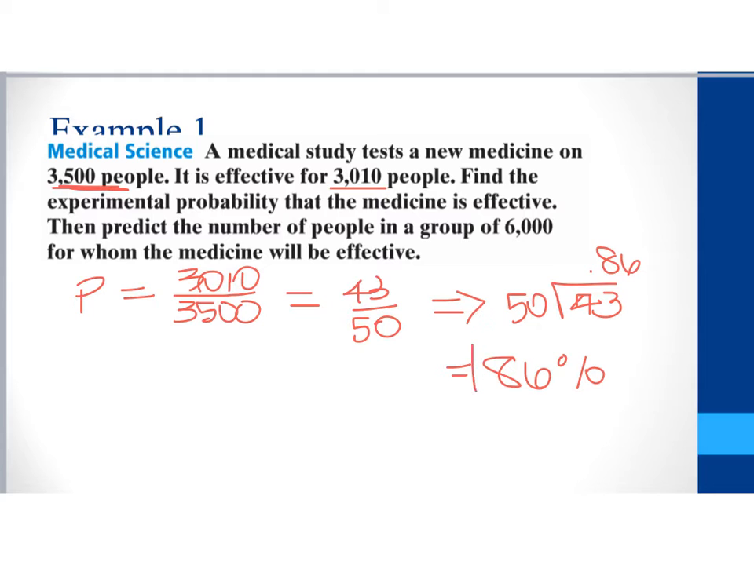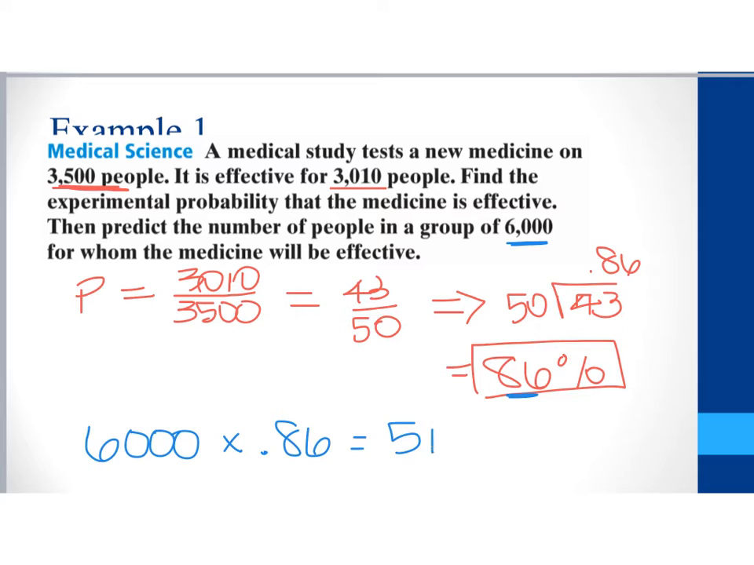So for the next part, there's really a couple different ways that you can figure this out. It says, we want to predict the number of people in a group of 6,000. So now I'm looking at 6,000. So what we're going to do is we're going to start out with our 6,000 people. And you can do this in one of two ways. You can either multiply this by the percentage that we just calculated, so by 0.86. Okay, and if you do that, you'll see that you get 5,160 people. So out of the 6,000, this medicine is going to be effective on 5,160 of those people.